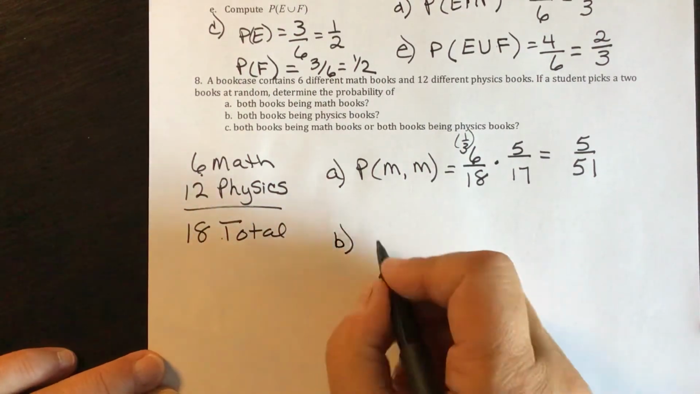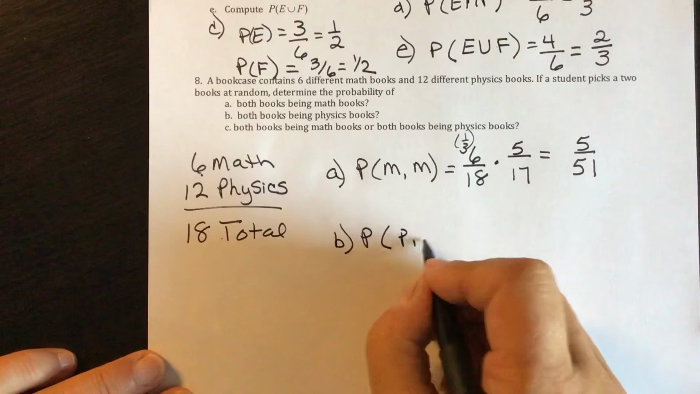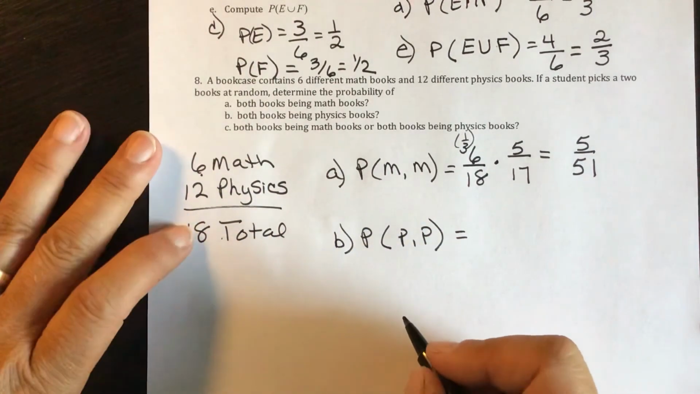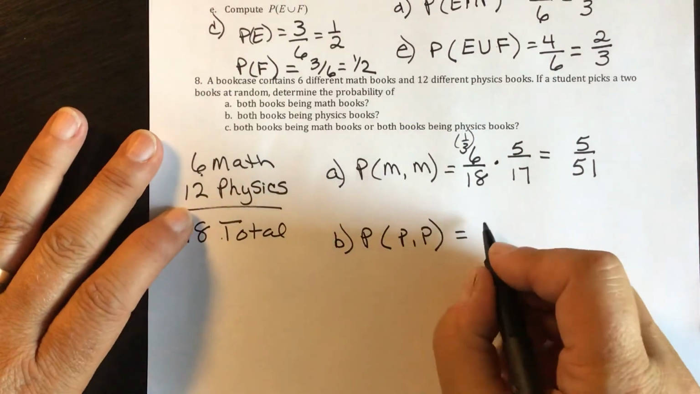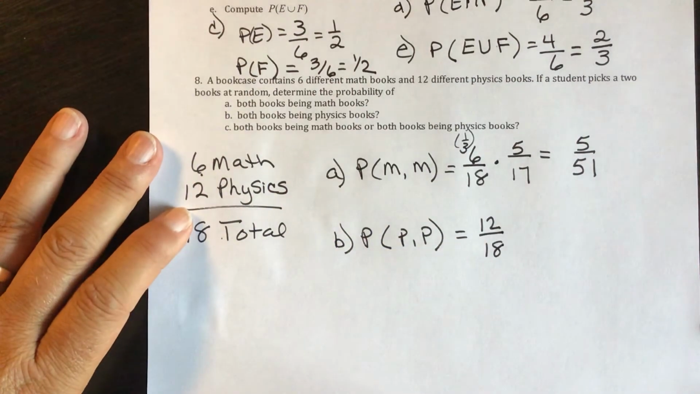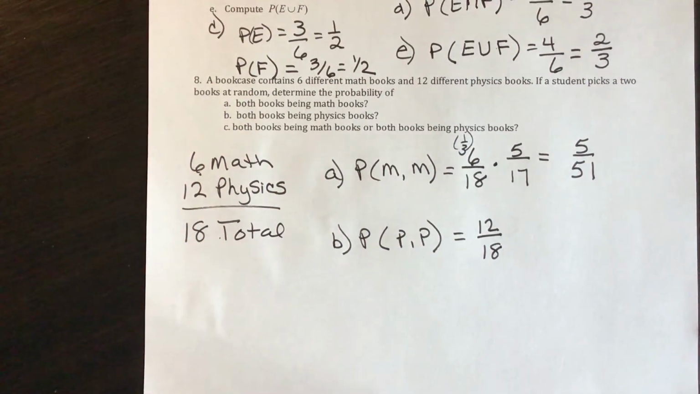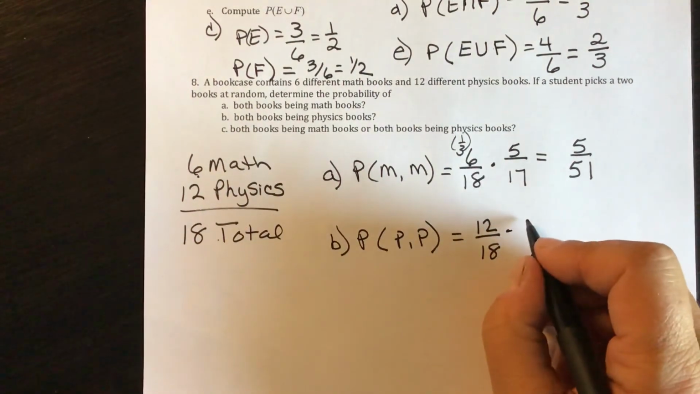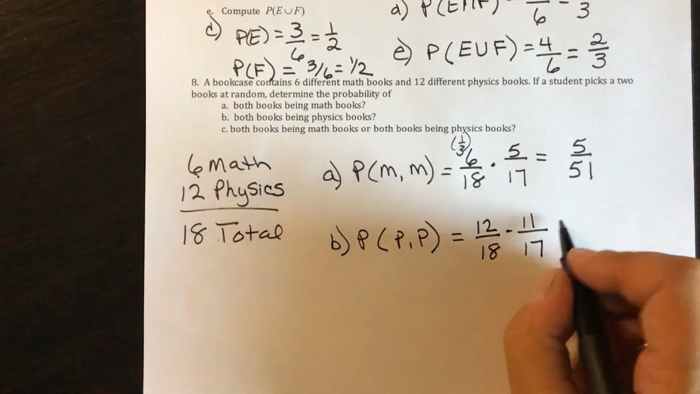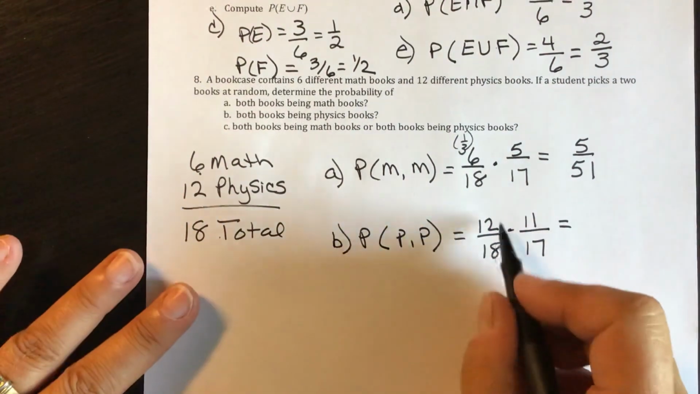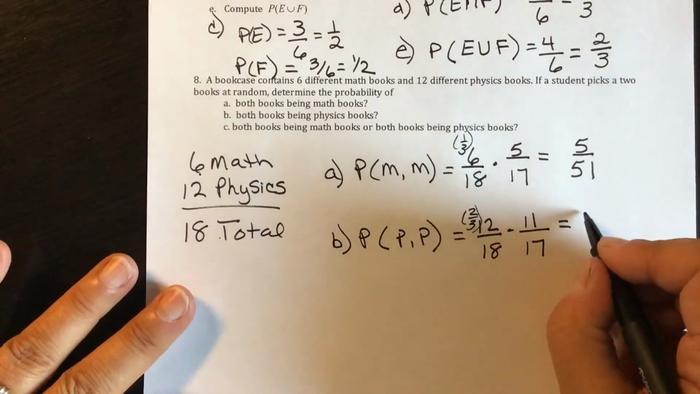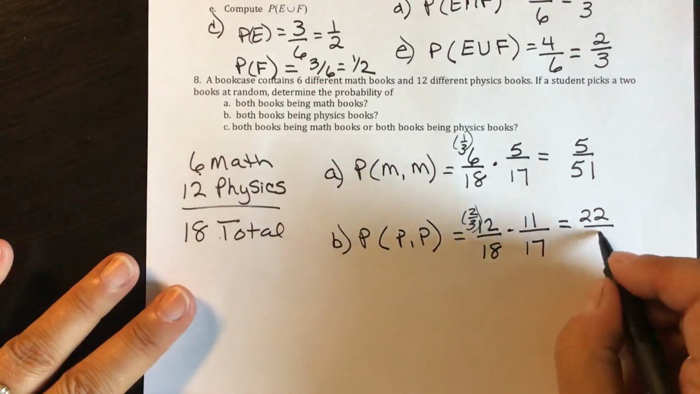In part B, I want the probability that both books are physics books. So the same process, I have 12 physics books, so I have 12 to choose from out of 18. If I choose a physics book, I'm taking 1 physics book away, so the second choice only has 11 physics books remaining and 17 total books. So 12 out of 18 is actually 2/3. 2 times 11 is 22 out of 51.